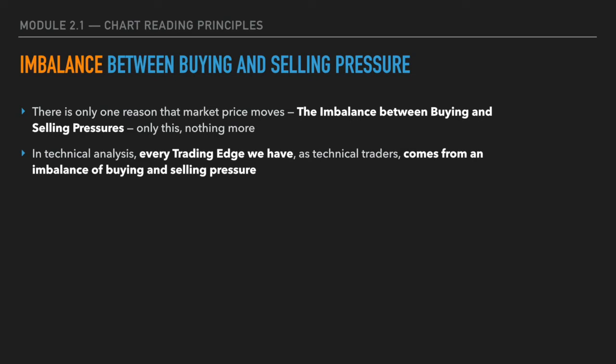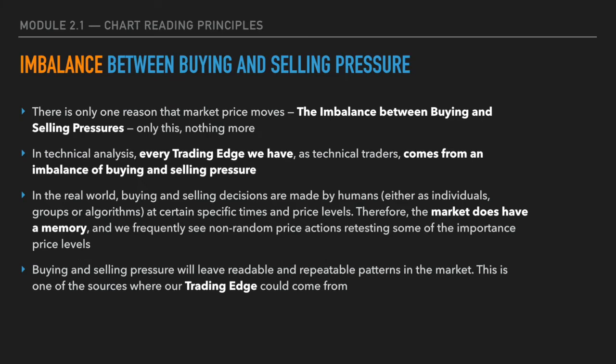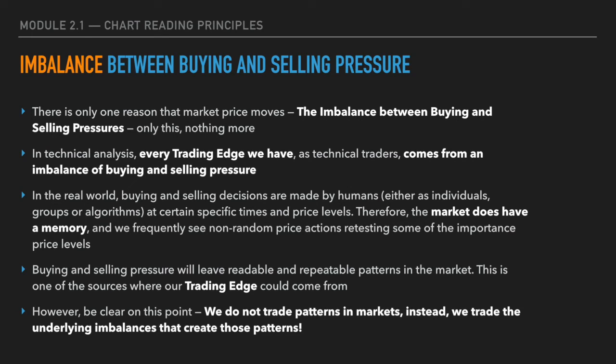In technical analysis, every trading edge we have as a technical trader comes from an imbalance of buying and selling pressure. In the real world, buying and selling decisions are made by humans at certain specific times and price levels. So the market does have a memory. That's why we frequently see non-random price actions retesting some of the important price levels. Buying and selling pressure will leave readable and repeatable patterns in the market. This is one of the sources where our trading edge could come from. However, please remember this: we do not trade patterns in the market. Instead, we trade underlying imbalances that create those patterns.